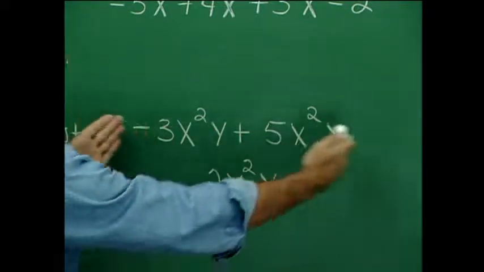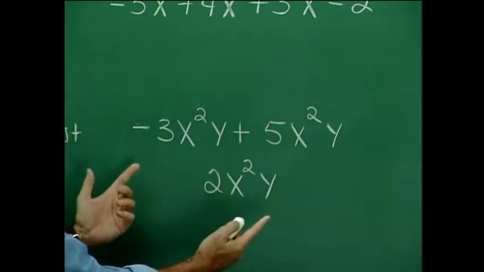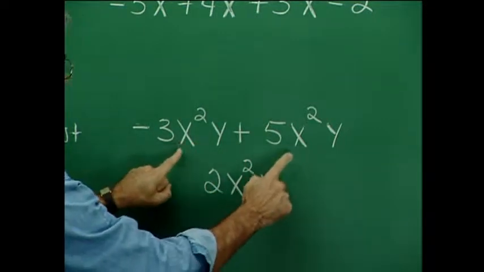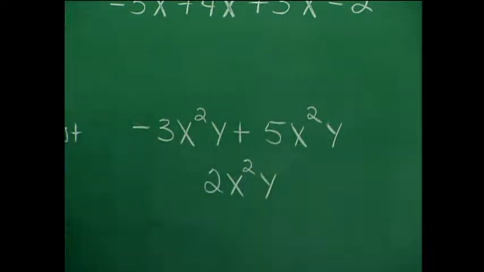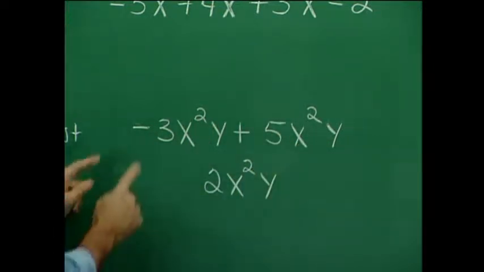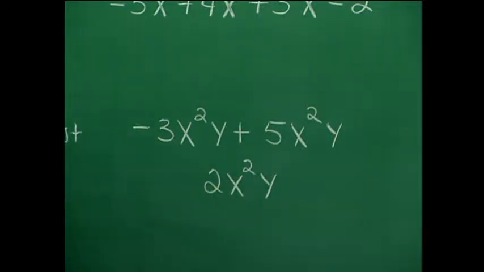So here we have a couple of like terms. We're adding these two monomials, you see, and we identified them as like terms because they both involve x and y. The x is squared in both of them, and y is to the first degree. Now, to bring them together, we have -3 of these things plus 5 of those things. -3 plus 5 is 2, so we have 2x squared y for the collection of them.